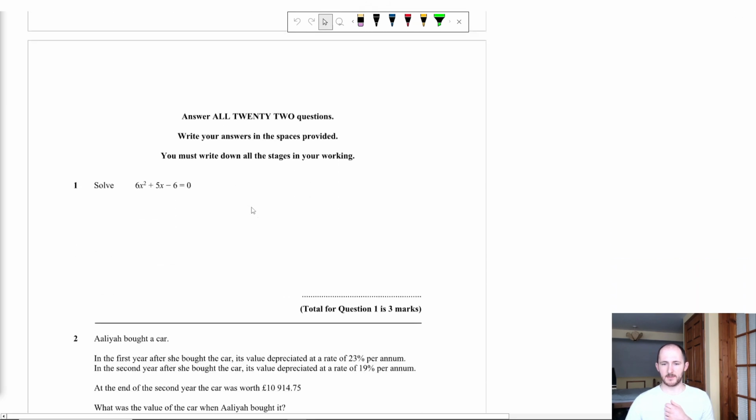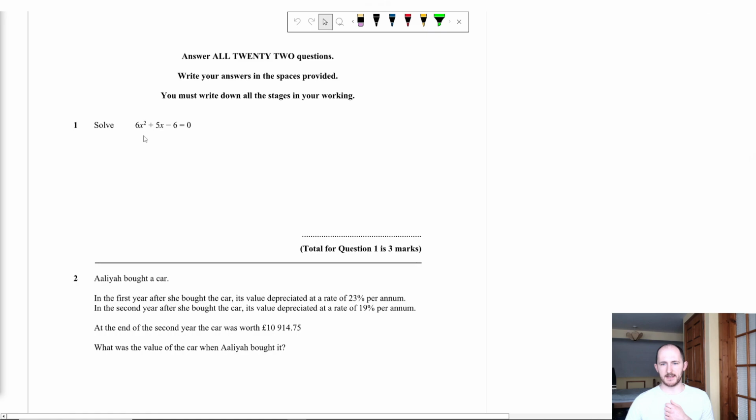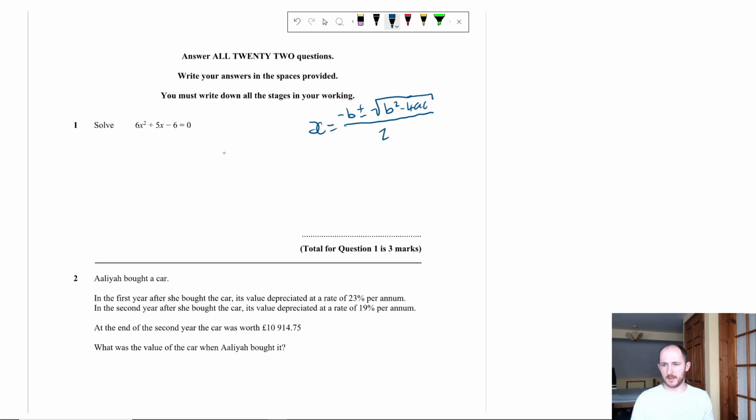It's a calculator paper, so we are 100% going to use that. And it says here, solve this quadratic. Calculator paper makes me think of the good old-fashioned quadratic formula. Minus b plus or minus the square root of b squared minus 4ac all over 2a, where a is just equal to the number in front of x squared, 6, b is equal to 5, and c is equal to negative 6. So let's do it, and we should get two different values, one for the plus version, one for the negative. So let's do it.